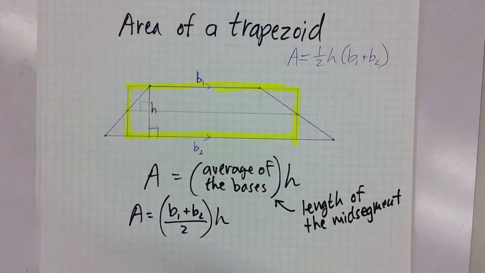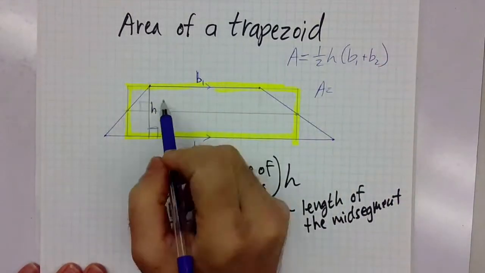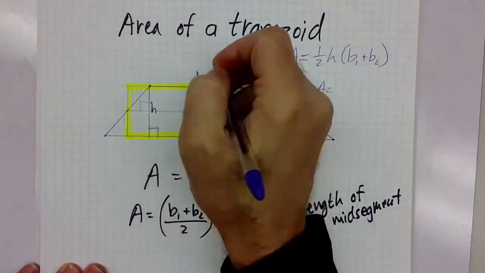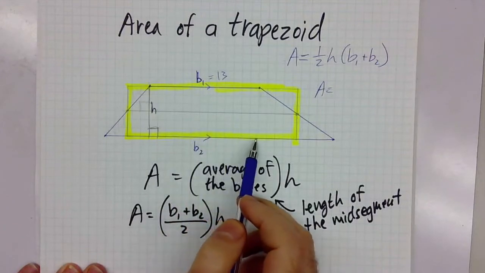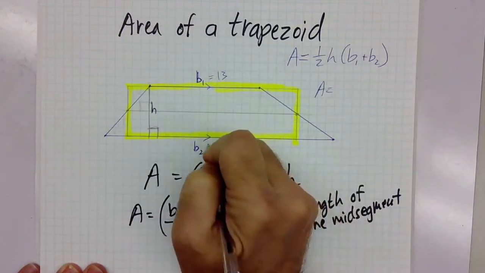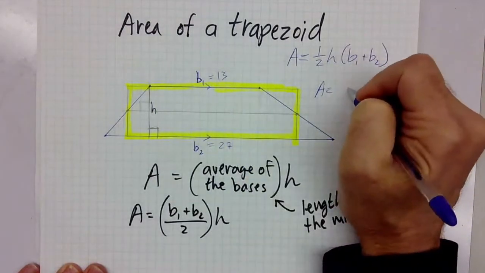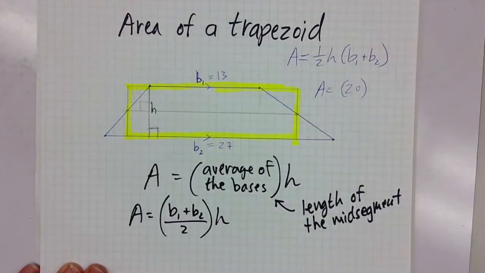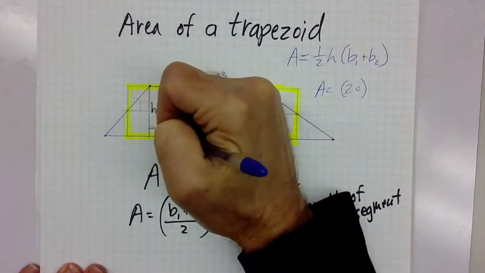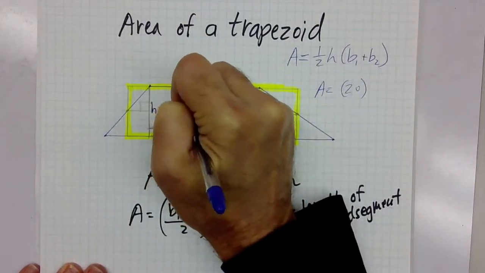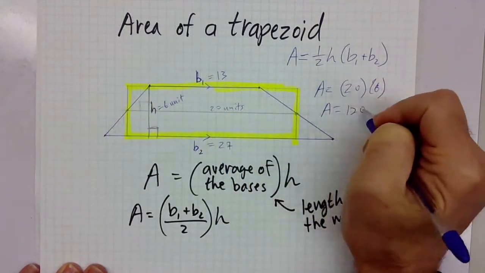Let's find the area of this. So in this case, the area equals not half of anything, it's a rectangle, right? The half comes from the average. So this base is 13. This base is 27. Okay, 27 plus 13 is 40, divided by 2 is 20. So the average of my bases is 20. Everybody see where I got that? That's the length of the mid-segment, 20, right? And that's a one-dimensional unit, and I'm going to multiply it by my height, 6, which is also a one-dimensional unit. And that gives me an area for this trapezoid of 120 units squared.